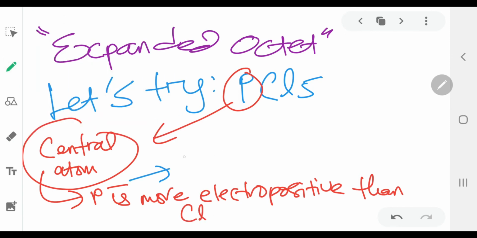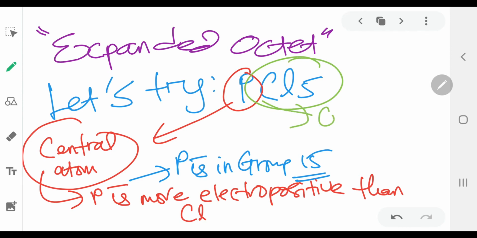And that is because phosphorus is in group 15, whereas chlorine over here is in group 17. So when you go across the period 15, 16, 17, electronegativity increases. Therefore, phosphorus will be more electropositive, and that is the reason why phosphorus will be your central atom and chlorine will be your terminal atom.